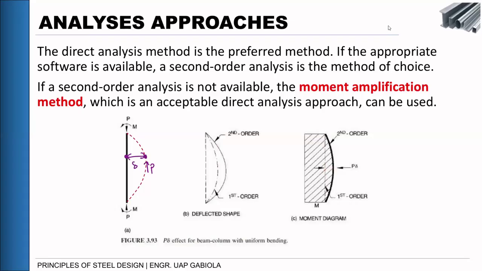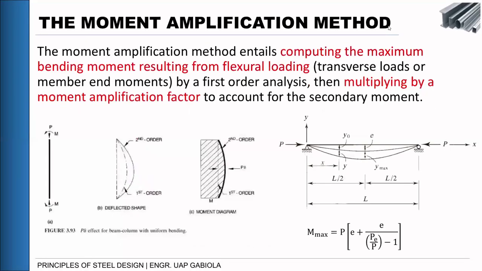No, same with the deflected shape. Natin dun yung highest deflection natin at that position. Okay, so this is the P delta effect for beam column with uniform bending. So the moment amplification method entails computing the maximum bending moment resulting from flexural loading. So ibig sabihin from our transverse loading, we calculate for the moment by first order analysis. Ano? So after that, we multiply it by a moment amplification factor.